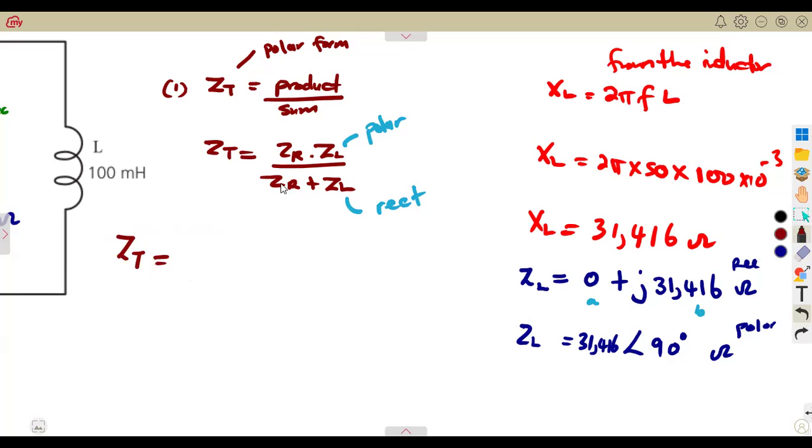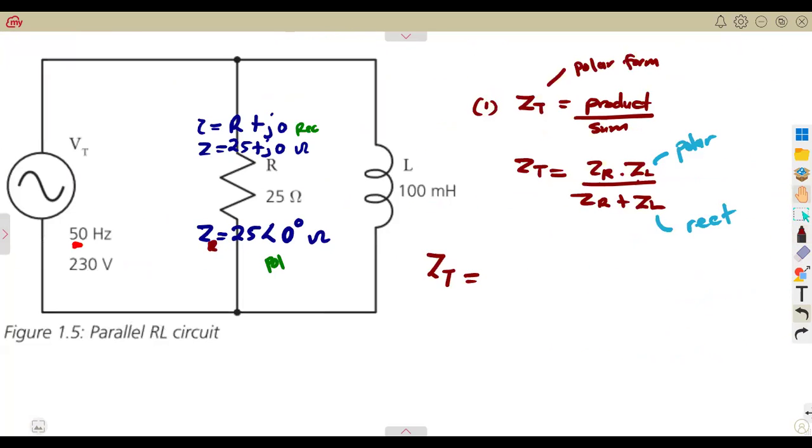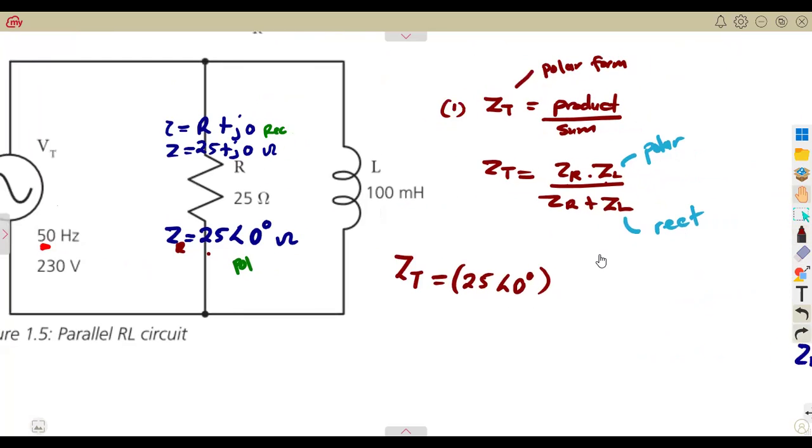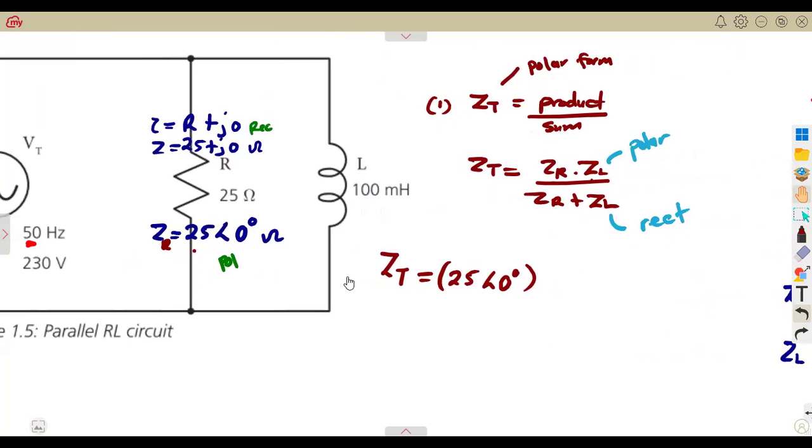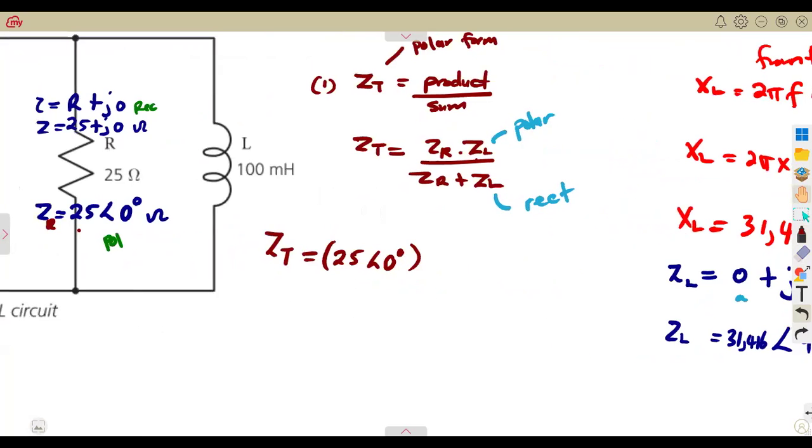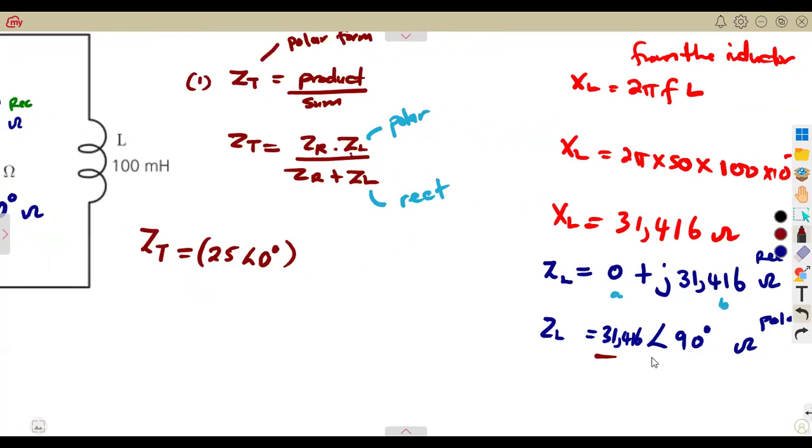So our ZT was going to be ZR by ZL in polar form. What is our ZR? Our ZR for the resistor, that is 25, angle of 0. The angle is 0. There is nothing there. Remember, current, resistance, and voltage, it will be at 0 there. Then ZL in polar form. We need our ZL in polar, that is 31.416, the angle being 90 degrees.